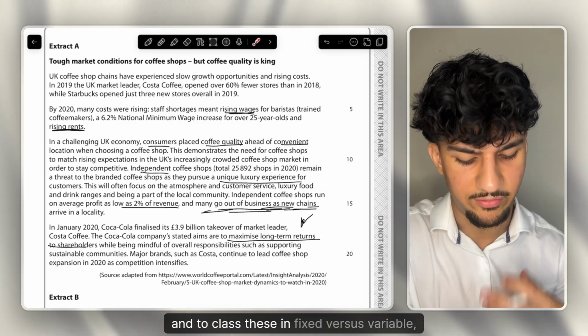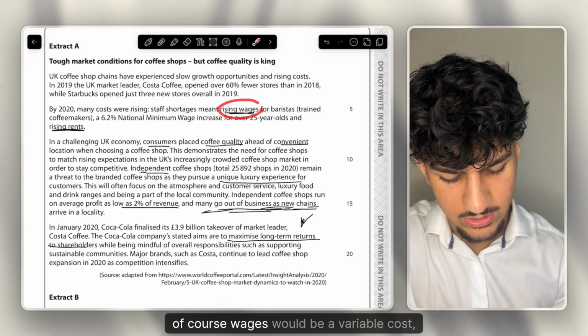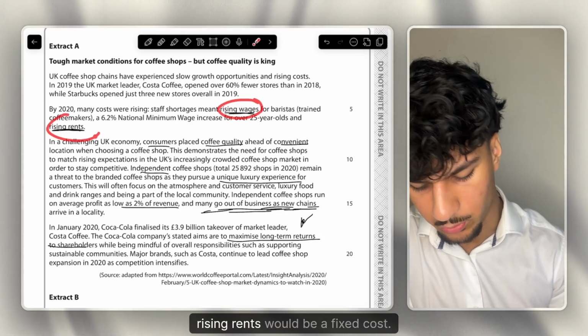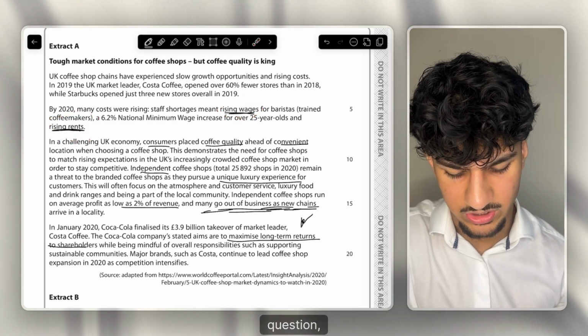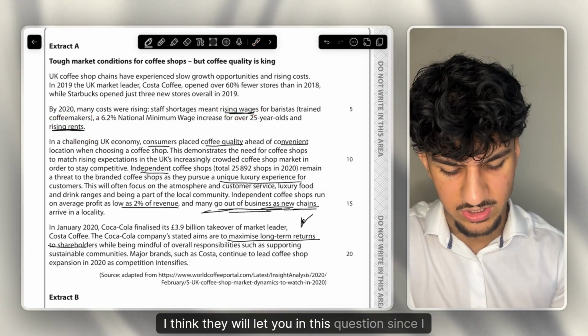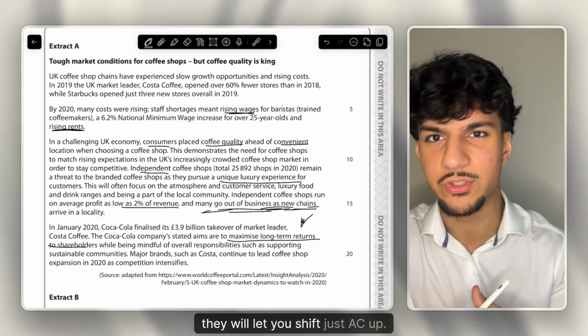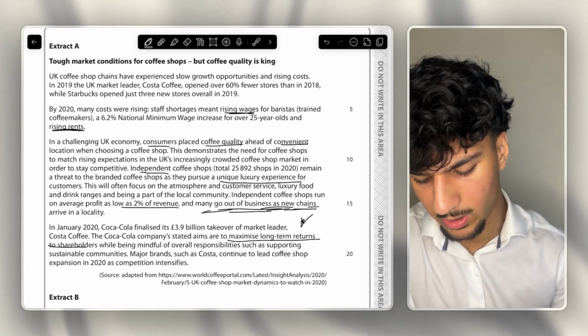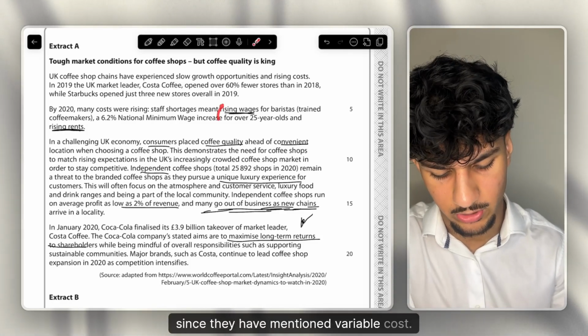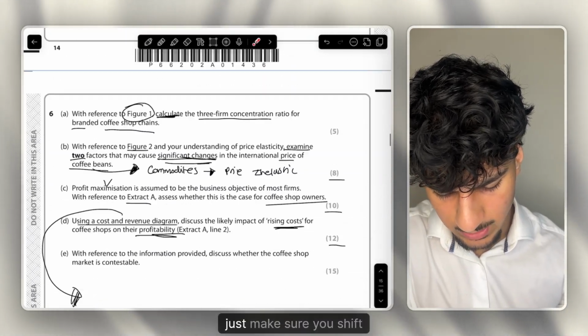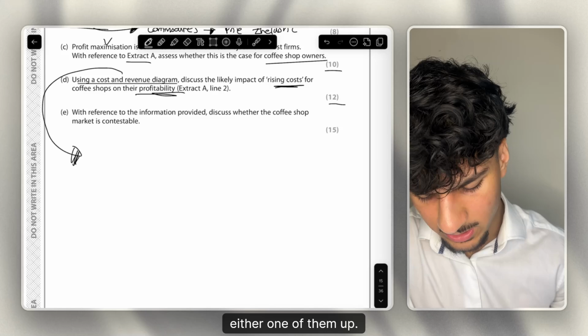To class these as fixed versus variable, of course, wages would be a variable cost, and rising rents would be a fixed cost. So I'm just going to shift them both up. Since they've mentioned both, they will let you shift just AC up if you're talking about fixed costs, but they won't mind if you shift them both up since they have mentioned variable cost. It doesn't matter which one you do, just make sure you shift either one of them up. So let's draw this out.